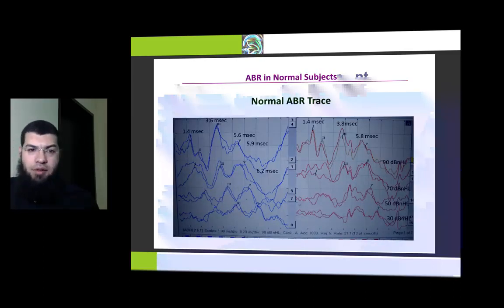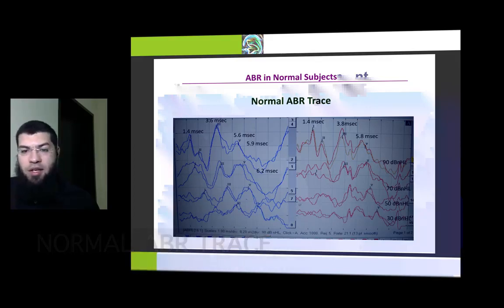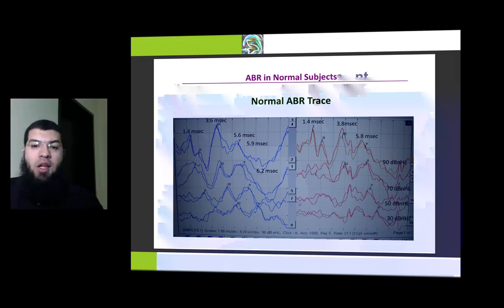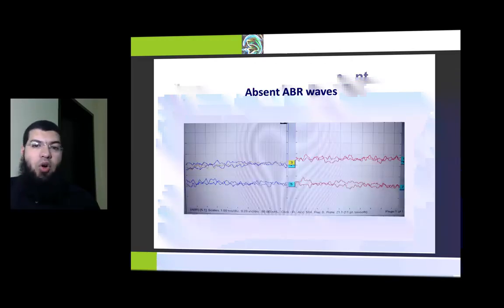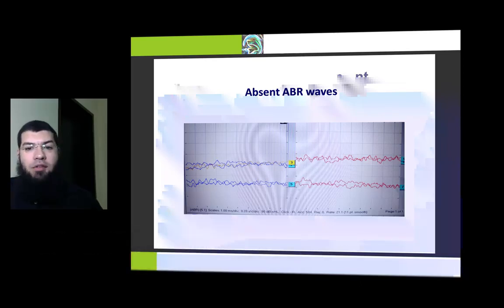ABR trace. This is a normal ABR trace we can see here. Identifiable and repeatable ABR waves could be traced down to 30 decibel nHL, reflecting normal hearing sensitivity in the frequency range 2 to 4 kHz when we are using click ABR. This is an absent ABR, no ABR waves at the maximal stimulation of 90 decibel nHL, reflecting severe to profound hearing loss in the frequency range 2 to 4 kHz.